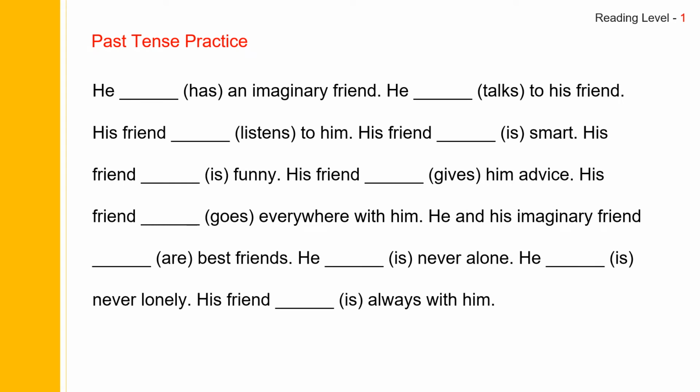Now let us practice past tense. He has, and past tense is, had. And talk, regular, T-A-L-K-E-D, and it sounds t, talked. And listen, regular, L-I-S-T-E-N-E-D, it sounds listened. Listened. Is, was, again is, was, give, gave, and go, went, and are, were, is, was, is, was, is, was.